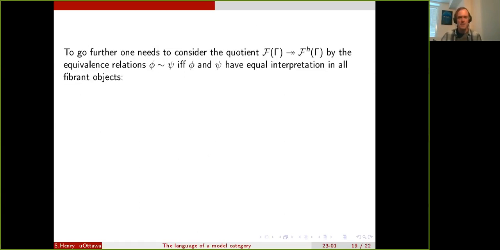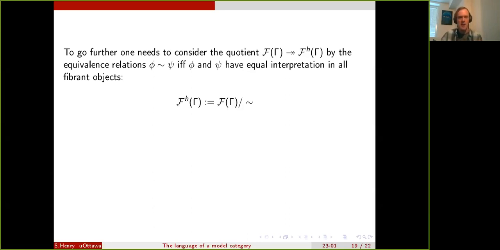And you cannot say anything in general. You need to first identify formulas that have the same semantics in fibrant objects. So I'm defining an equivalence relation on formulas. I'm saying that phi is equivalent to psi if phi and psi have the same interpretation in all fibrant objects. So for every fibrant object and for every element of the fibrant object, the validity of phi on this element is equivalent to the validity of psi on this element. So it's a semantical equivalence relation.